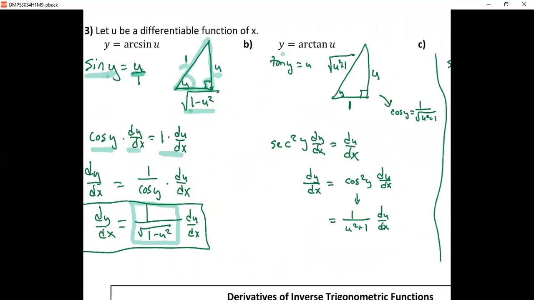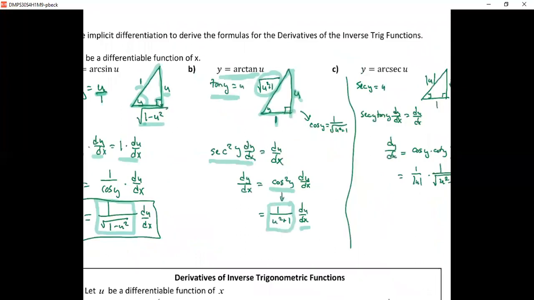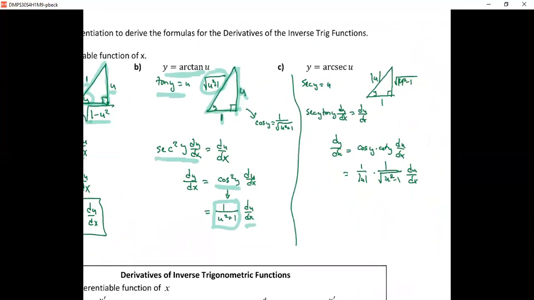So arctangent, so tangent y is u, derivative of tangent is secant squared. Well, in order for us to figure out dy dx, we now need to know cosine of y, which prompts us to say, let's draw the triangle. Tangent of y is opposite over adjacent. So to find cosine, we need to find our third side, and then we substitute that in and square it to get our derivative of arctangent. And then derivative of arcsecant.